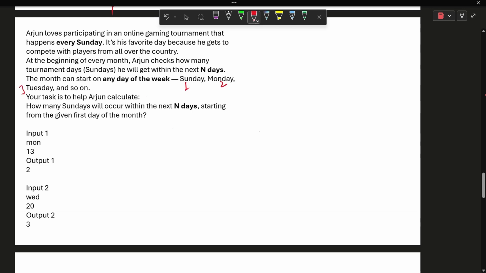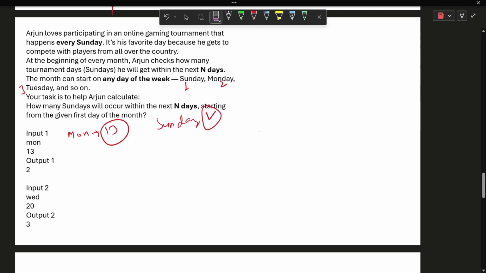Your task is to help Arjun calculate how many Sundays will occur within the next n days, starting from the given first day of the month. In the input, there is a string and there is an input number. We have to predict, if the month starts with Monday, then in the next 13 days, how many Sundays are there? There will be 2 Sundays, so the answer is 2.